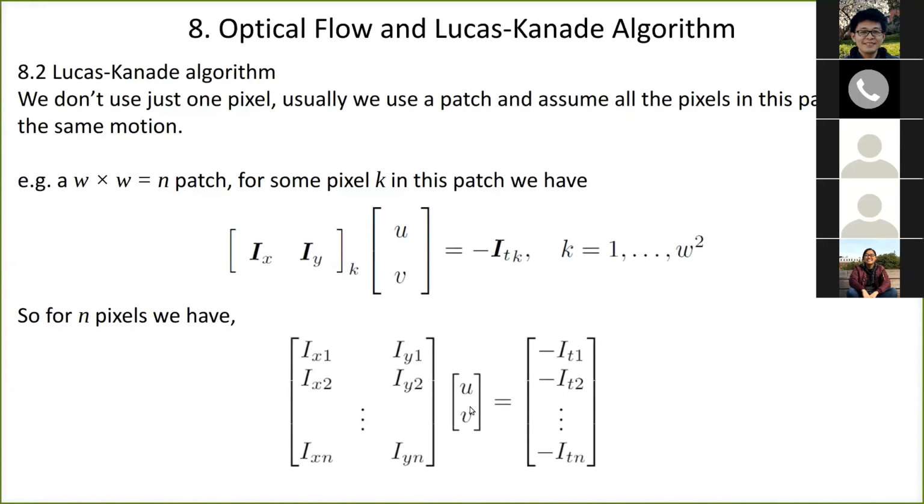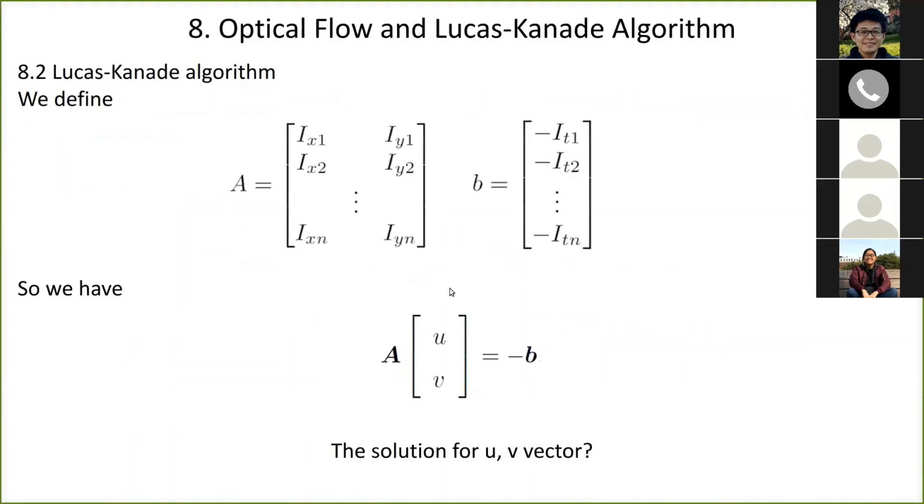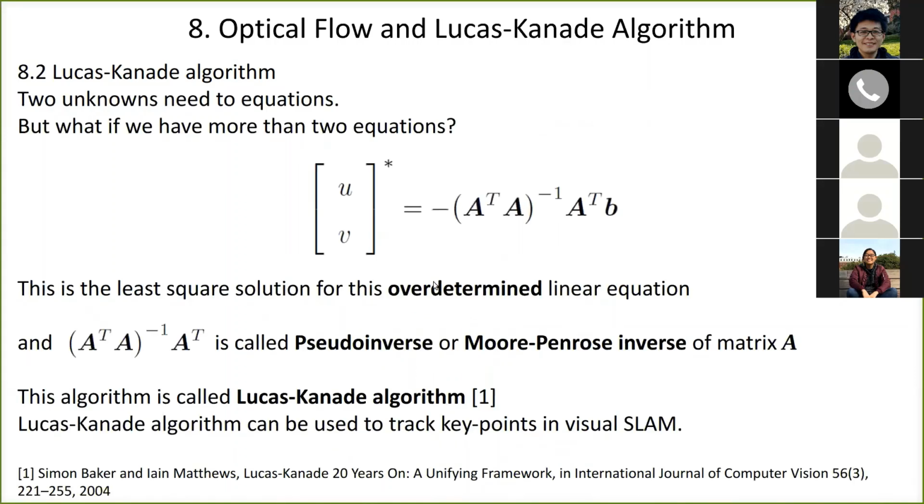And this UV vector is actually the optical flow that we want to get. And this vector is also known. So we will have this kind of A and B. A is a matrix, and B is a vector, and this U and V is our goal. And we can solve this U and V by taking the pseudo inverse of this matrix A, right? Denoted as here.